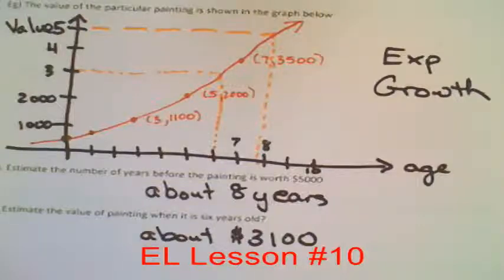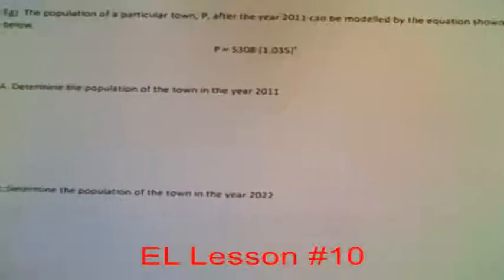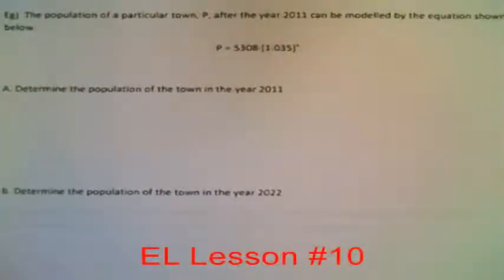Decay or exponential decay would be something else, like if you looked at the value of your new cell phone. As it gets older, it exponentially decays. It gets worth less and less, until after a year or two, the thing's virtually worthless. It goes down fairly quickly. This is growth. You can have decay as well. Some things like cars or computers, basically anything electronic, decays. A lot of things like investments or property grow.